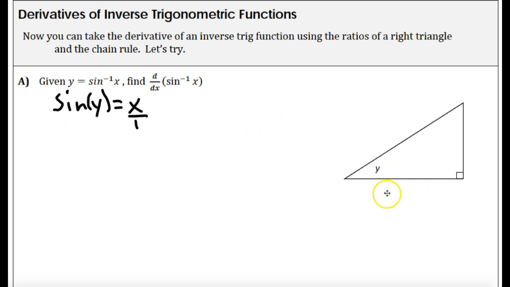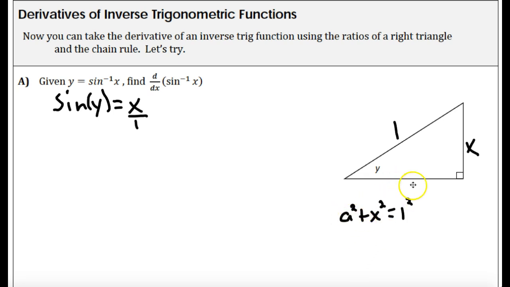I can always put a number or even a variable over 1. So now if I think about it in terms of the triangle over here, we know that sine means opposite over hypotenuse. So in terms of this triangle, I can now say that this side is x, this side is 1. Now, eventually we're going to need this third side of the triangle. Well, to find that, I can use the Pythagorean theorem, right? So I could set this up as a squared plus b squared equals c squared. So this is what I want to find, so I'll just call that a for now, right? So I can say a squared plus x squared equals 1 squared.